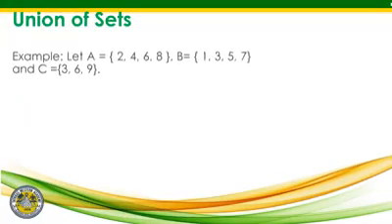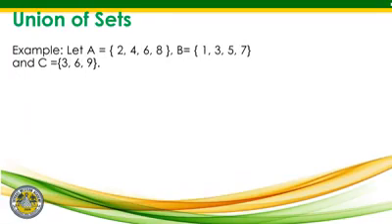Okay class, let us have first the union of sets. For example, we let A consist of 2, 4, 6, and 8. We let B consist of 1, 3, 5, 7. And we let C consist of 3, 6, and 9. Now, let us find A union B.